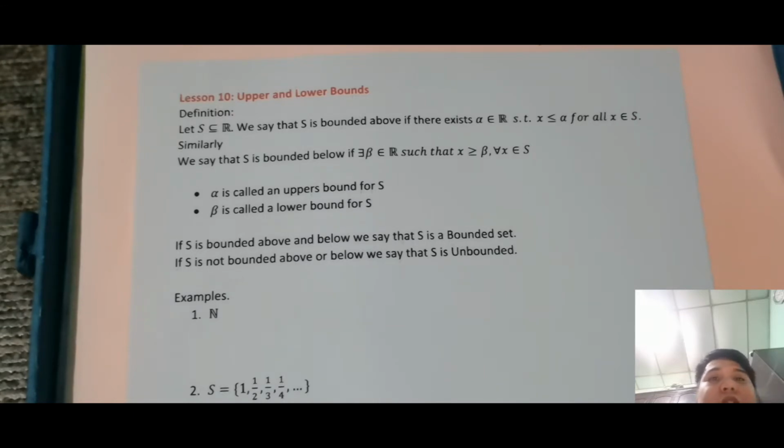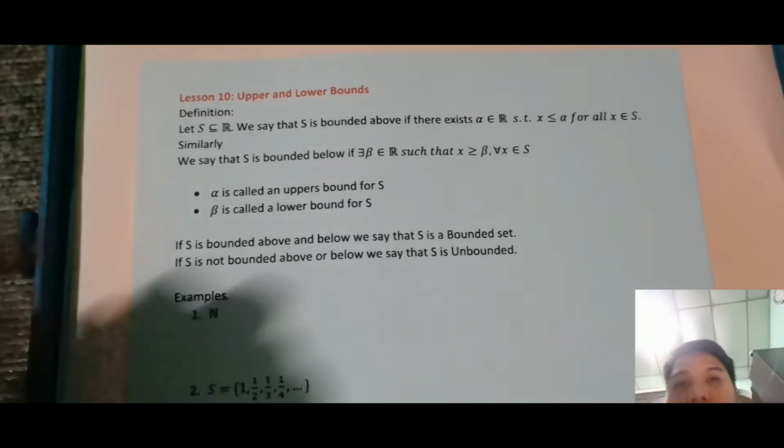Okay, so let's have definition. Let S be a subset of real number. So yung S na yung asset subset of real number. So alam mo yung real number na yan. So we say that S is bounded above if there exists alpha, element ng real number, such that X is less than or equal to alpha for all X element of S. So similarly, we say that S is bounded below if there exists beta, element ng real number, such that X is greater than or equal to beta for all X element of S.